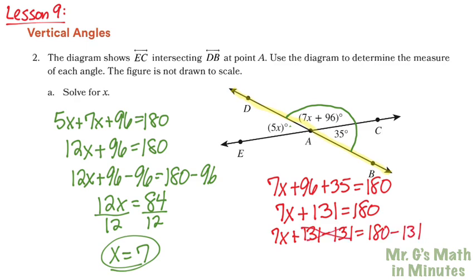So these two 131s equal 0. We have 7x here. 180 minus 131 gives us 49. So that was the first step. Now the second step is to get rid of that times 7. And just like the problem that we had in the last lesson, to get rid of multiplication, we divide by the same number. So we're going to divide both sides by 7. 7x divided by 7 leaves us with x. 49 divided by 7 is 7.